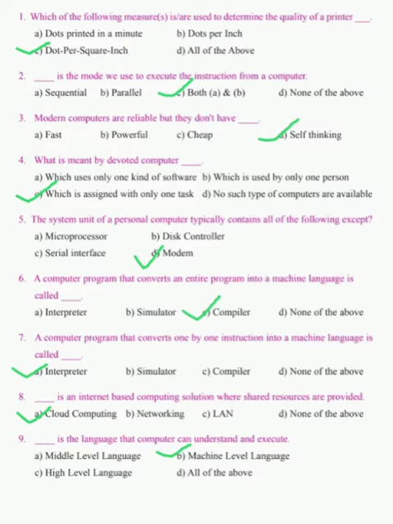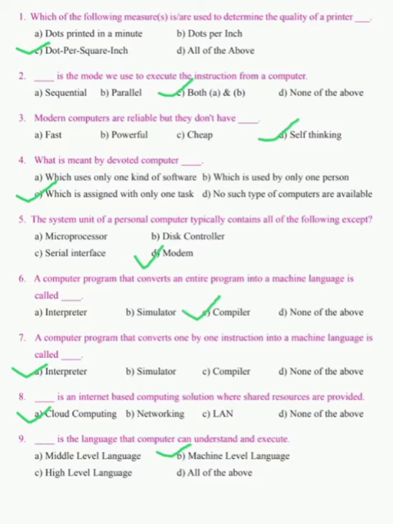What is meant by dedicated computer? A. Which uses only one kind of software. B. Which is used by only one person. C. Which is assigned with only one task. D. No such type of computers are available. Answer: Which is assigned with only one task.